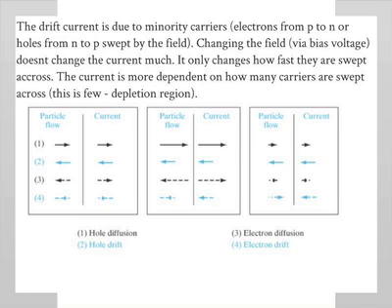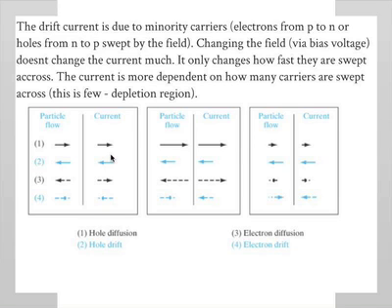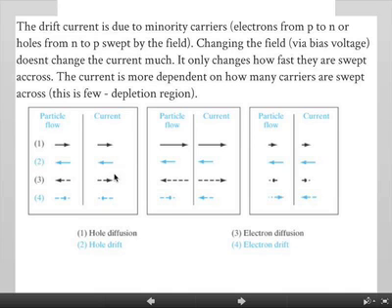Of course, that's a current, right? That created that current. That is this component here, right? That's these components. Okay. Same thing for the electron. If an electron, which is a minority carrier, somehow diffuses into this region, it will very quickly get swept across by the field. Okay. And that's a minority carrier drift current. Okay. That's this current right here. Okay. So the drift current is due to minority carriers, electrons from P to N, or holes from N to P, swept by the field.